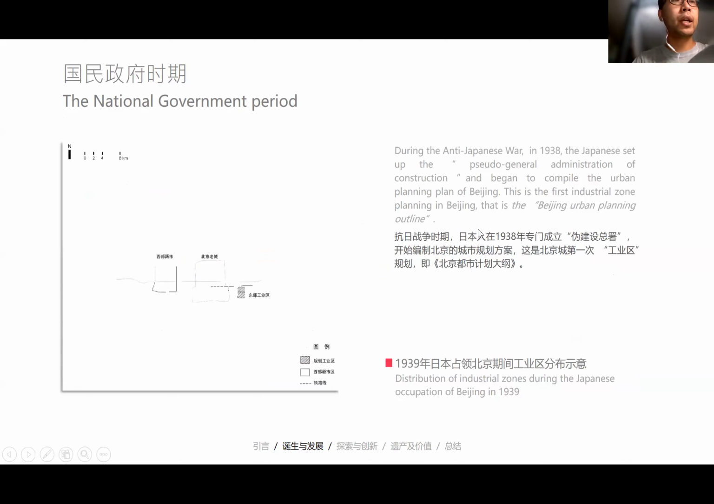And the third period is the national government. During the war between China and Japan, especially in 1938, the Japanese set up the first industrial planning in Beijing, which is shown in the picture on the screen's left. You can see this industrial area located in the east, outside the old city in Beijing, which was planned and constructed by the Japanese occupation in Beijing at that time.